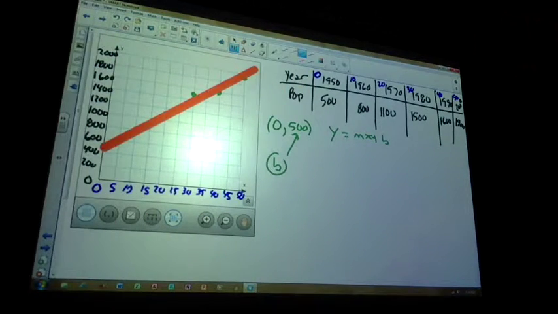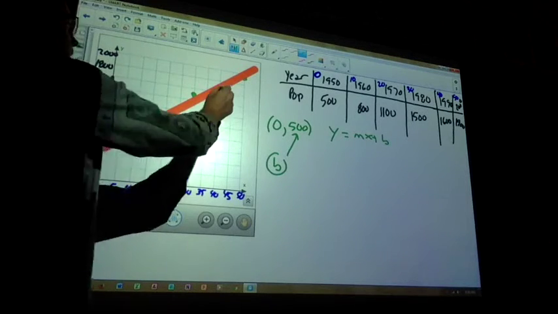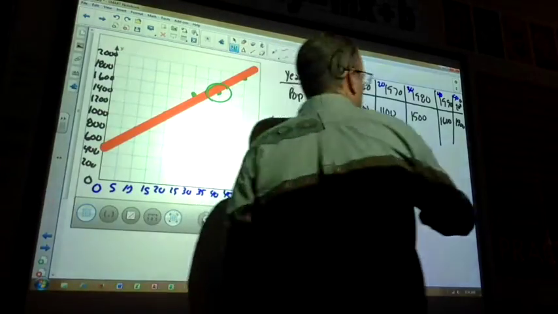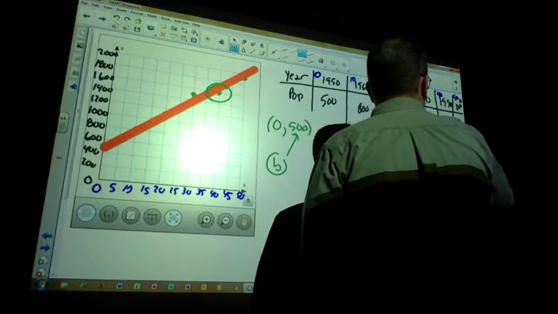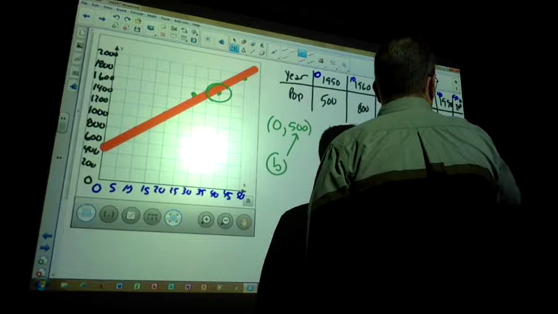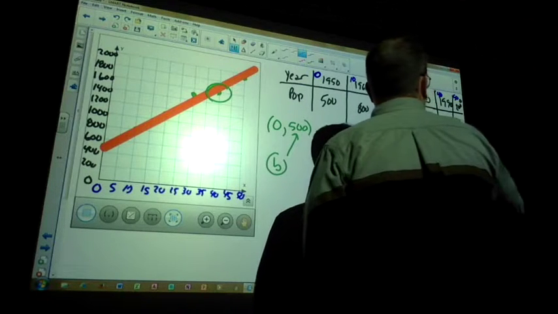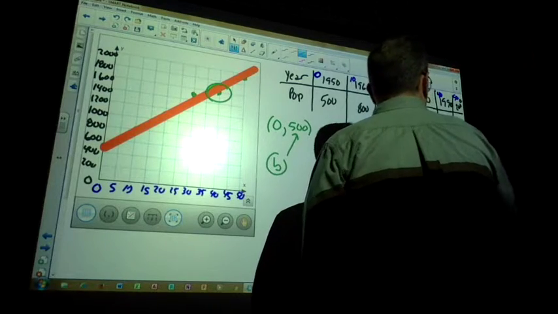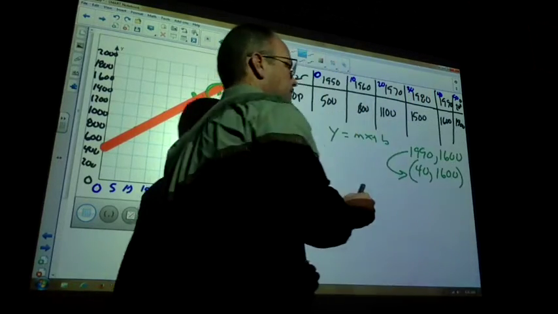Well, I made my line too thick. I can't really see which 2 points are real good. So perhaps I'll say this one and this one. How about that? So that's at 1990 and at 1600. Well, we're going to put a 40 in place of the 1990, right? These are the same. Do you agree?